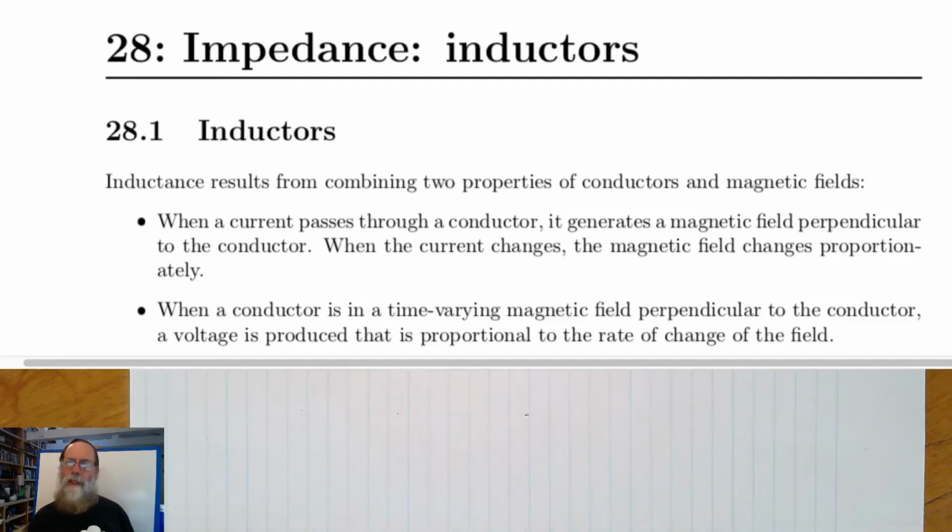This video is about the third type of passive components, inductors. The first two were resistors and capacitors. Capacitors were based on electrostatic fields in insulators. Inductors are based on magnetic fields in conductors.